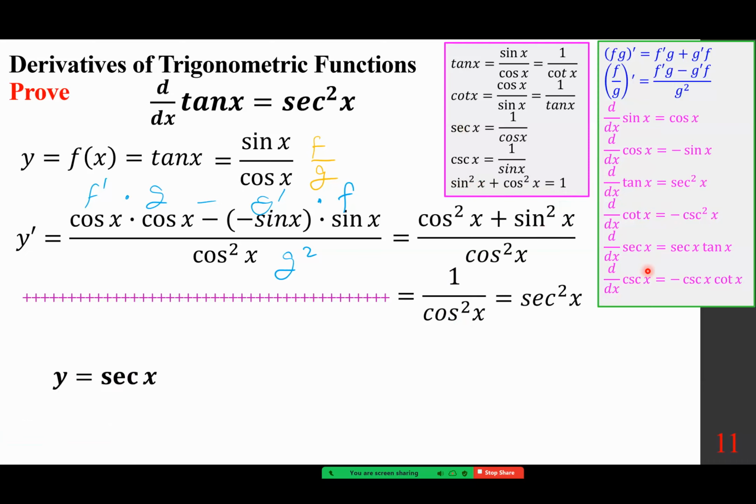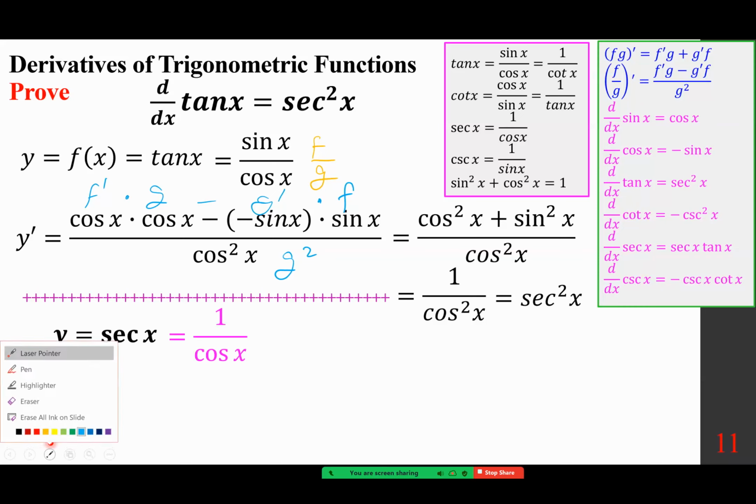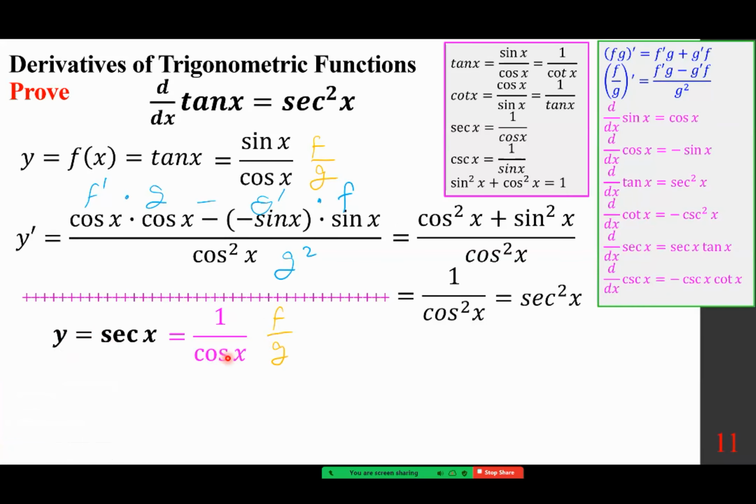So I'm going to do one more, maybe y equals secant x. And I'm going to write it as 1 over cosine. And I'm going to use the quotient rule on that, where this is f, this is g. The f function is number 1. The g function is cosine x. So I need f prime g. The derivative of any number is 0, times cosine x, minus g prime f. The derivative of cosine, negative sine x, times 1. And just write the bottom and square it.